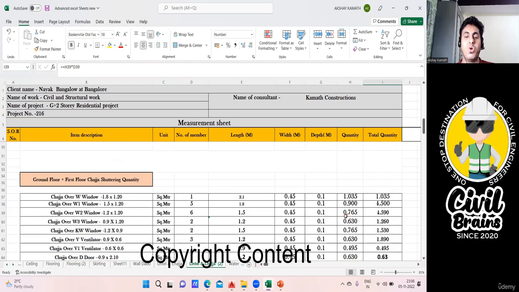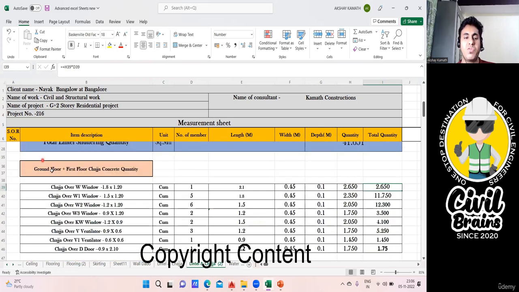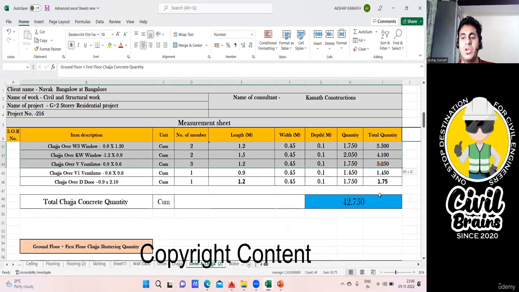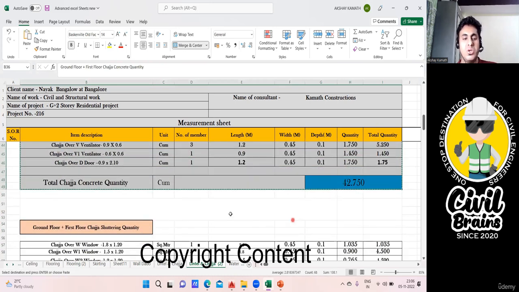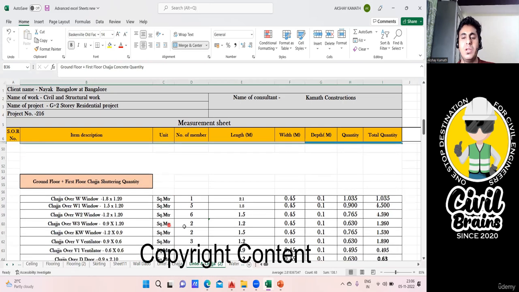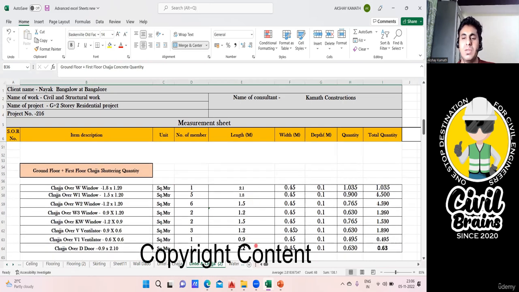I'll show you for one. What you do, again the same thing: copy everything from here, the ground floor concrete quantity, and paste it here. The only change is that you change cubic meter to square meter. Length portion will remain the same. Width portion you keep as it is. Depth also you keep as it is. Come to the shuttering portion.